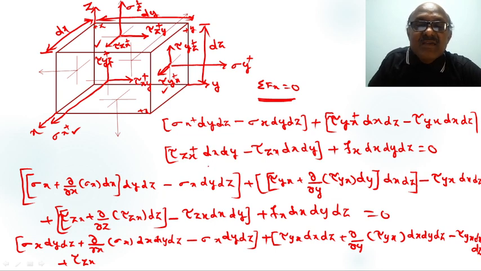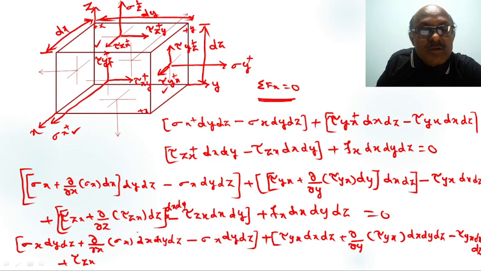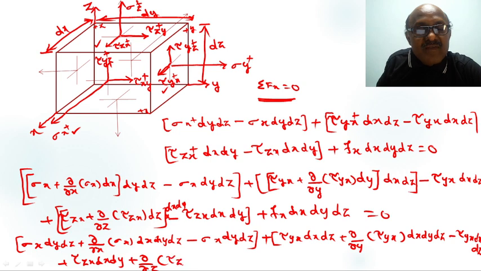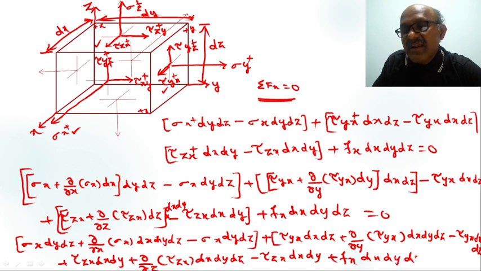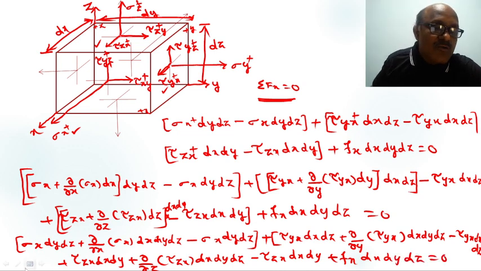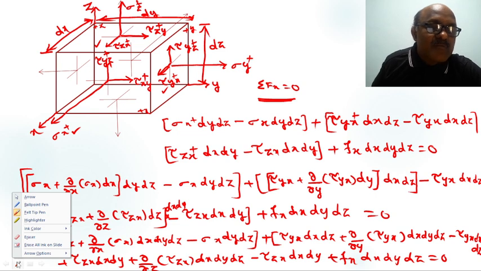Similarly for this also, tau zx. There is a term missing here, that is, multiply this with this term, tau zx dx dy, plus dou by dou z of tau zx into dx dy dz, minus the remaining term, tau zx dx dy, plus Fx dx dy dz, that is equal to 0. So I will use a different color for clarity.